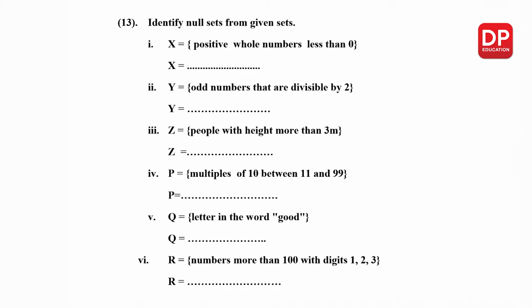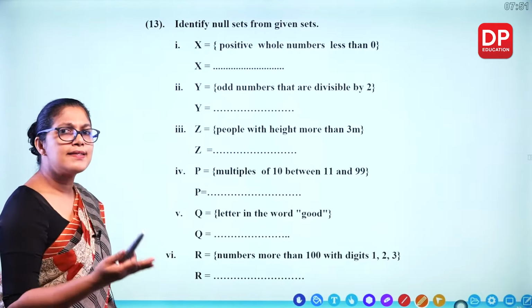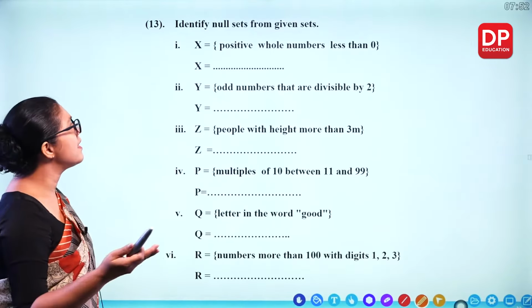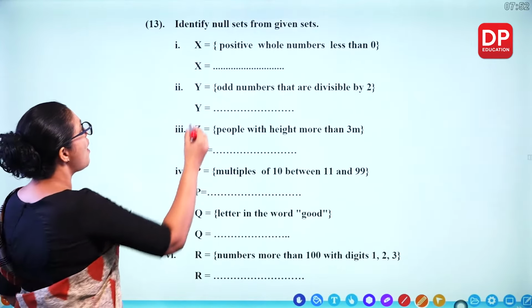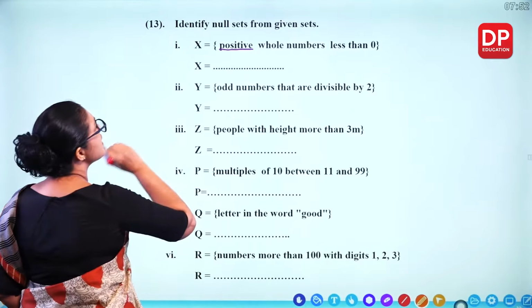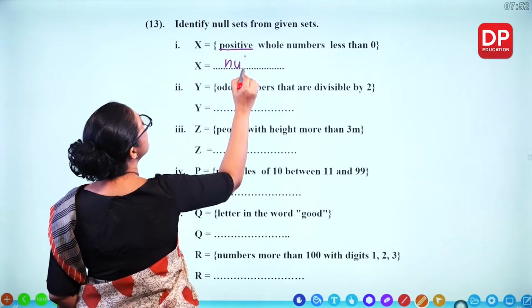Identify null sets from given sets. Positive whole numbers less than 0. Less than 0, all numbers are negative. So you can't find positive numbers. So that's a null set.